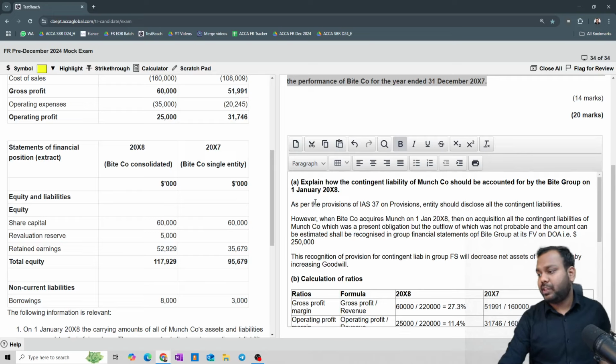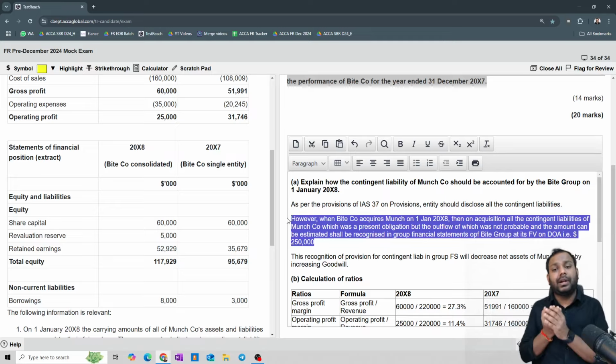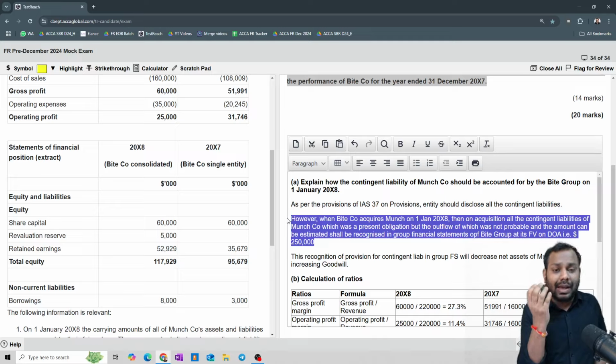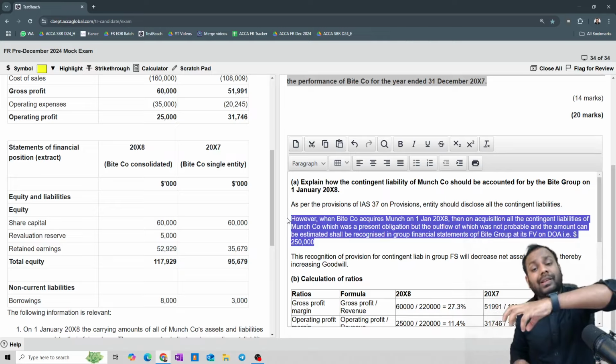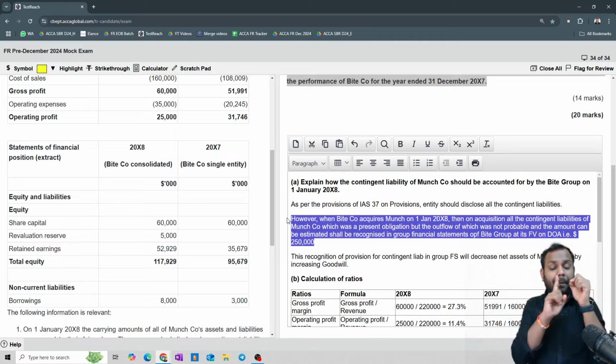Okay, students are saying, sir, please explain the second paragraph. So understand, if the subsidiary company has recognized a contingent liability, then the parent company recognizes the provision for the same. See, if there is a contingent liability in the SFS of the subsidiary company, we will not recognize, we'll just disclose. But when the parent company acquires the subsidiary, the parent company recognizes a provision on the contingent liability.